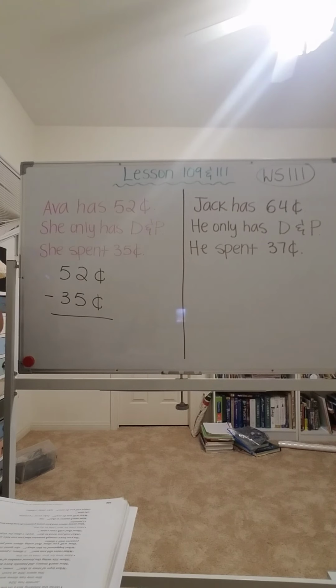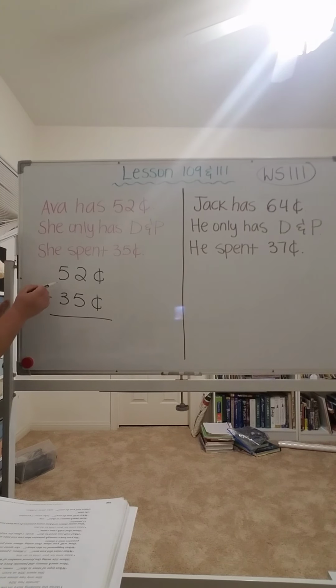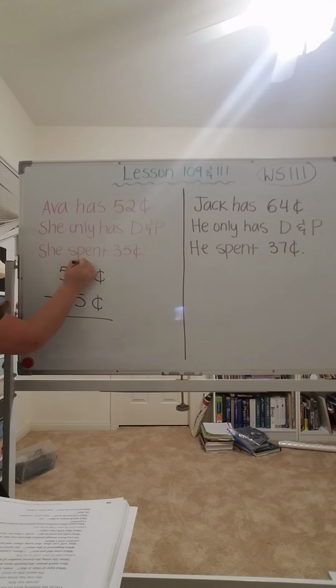All right, so now 52 minus 35 cents. Do we have enough pennies to subtract the 5 from? No, we don't. So what are we going to do? We are going to borrow from here. So we're going to put 1 here above the 2. We're going to cross the 5 out and put 4 because we borrowed one of the dimes to be able to subtract the 5 from.